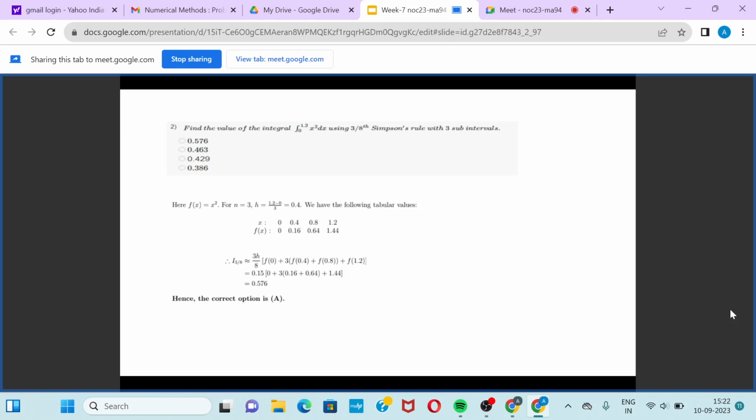Are you confused with the formula? Okay, so what does the formula say? So here, see, this is your y naught, that is f of x naught. Then f of x1 will be 0.16, and then f of x2 will be 0.64.